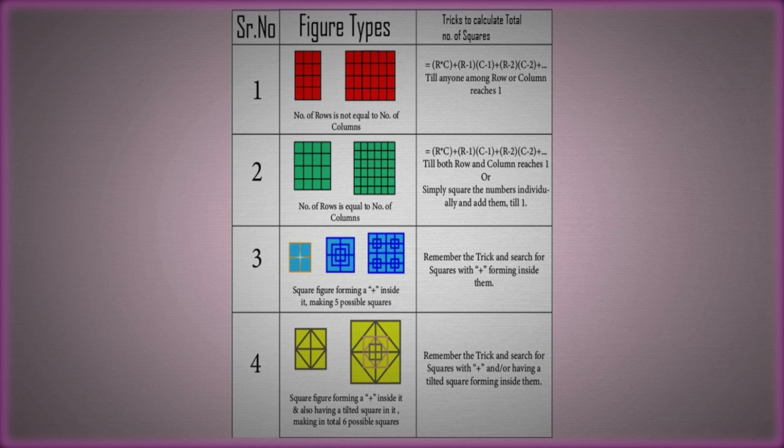In type 3 problems, here we first got a hold on one concept. A square with a plus sign inside it makes in total 5 possible squares. Thus, remember in this concept, we tackled these 2 types of problems, and thus you can easily encounter such problems by remembering this simple concept.